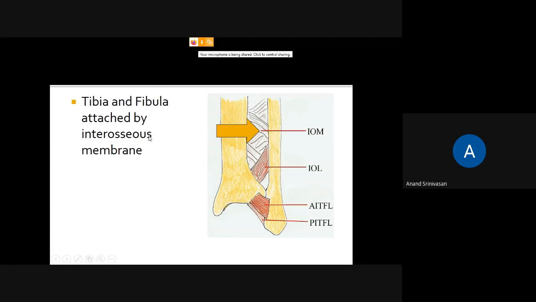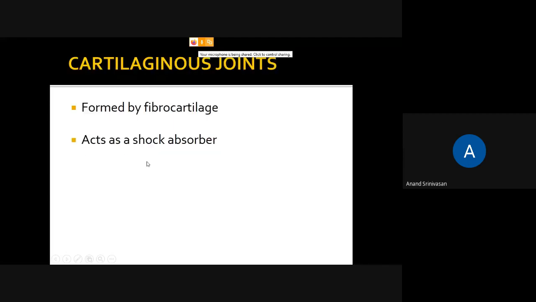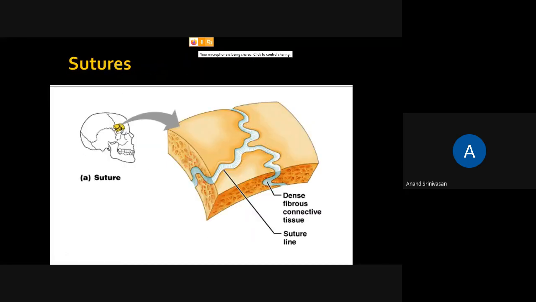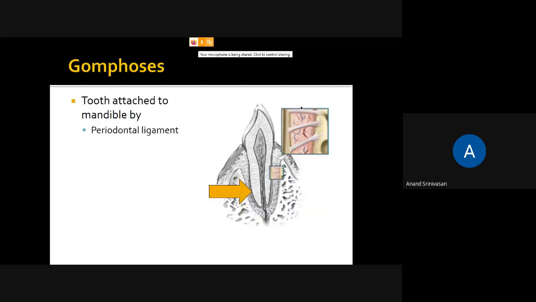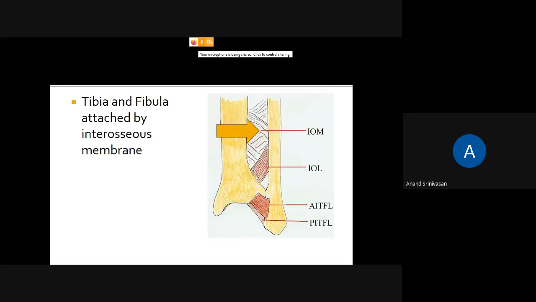So this is also another type of fibrous joint. The fibrous joint, example sutures, which is found in the skull bones; gomphosis, which contains the periodontal ligament and unites the teeth with the mandible. The next one is the interosseous ligament, which unites tibia and fibula. All right, so these are examples of fibrous joint.